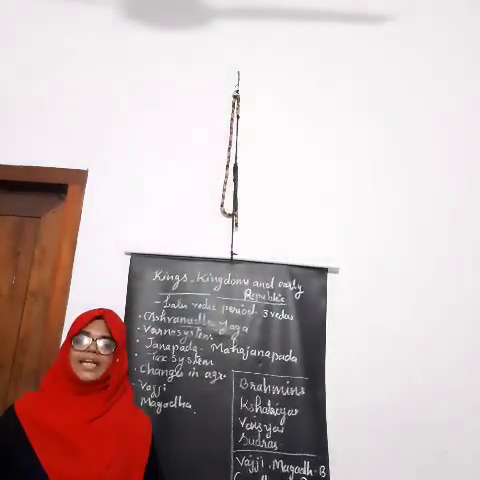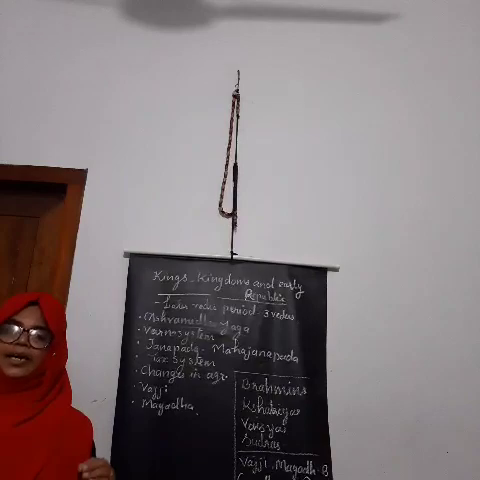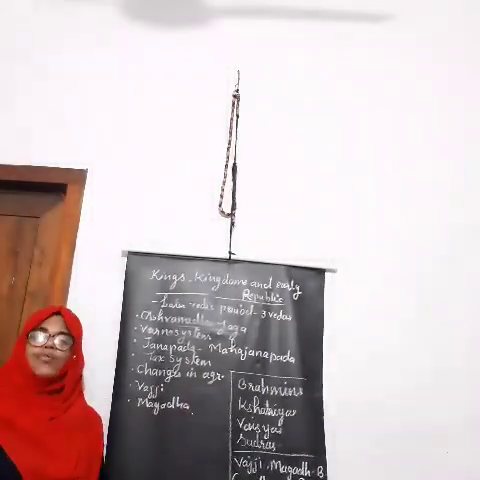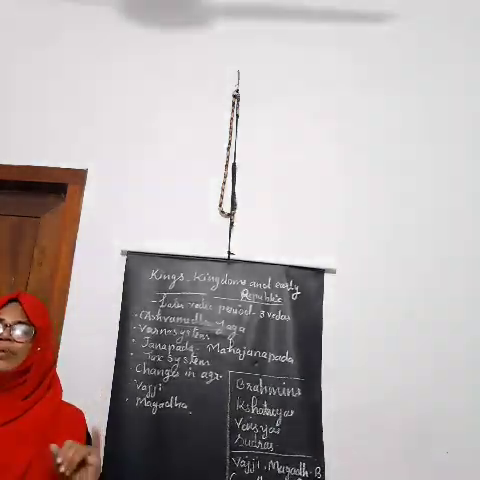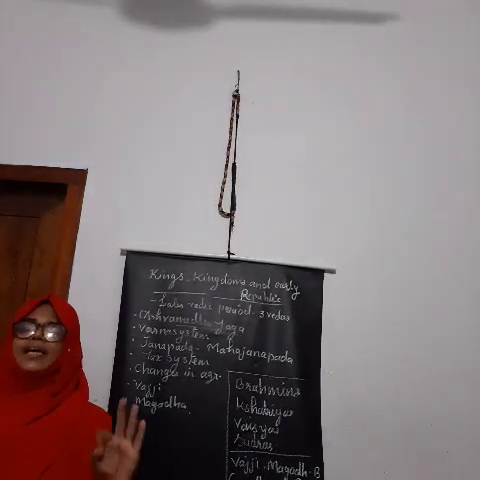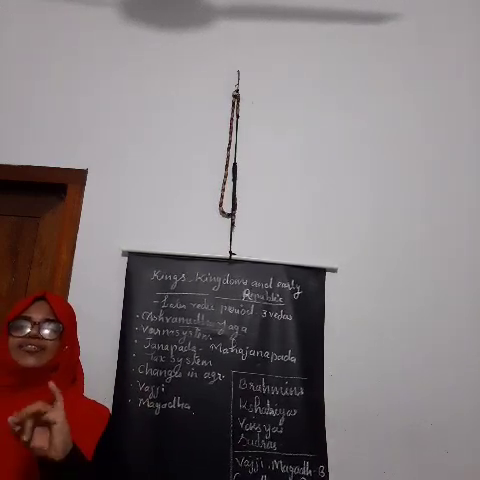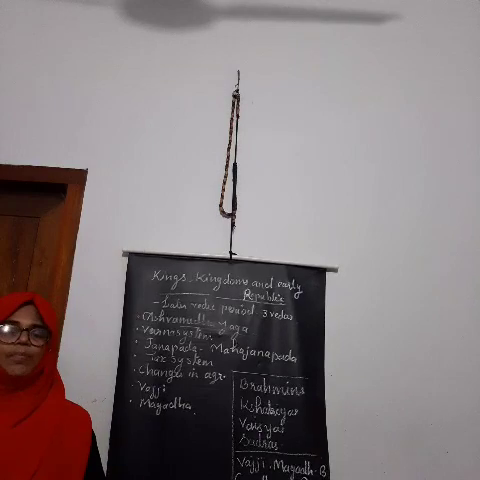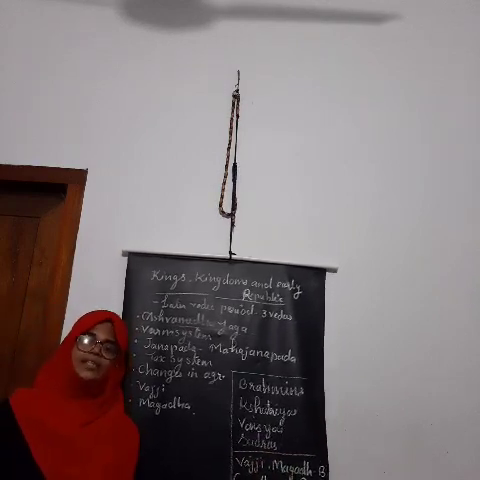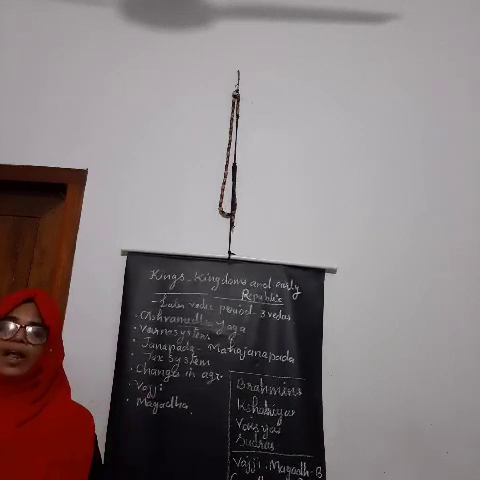Vaishyas were the third class of the people under the Hindu Varna system, who were assigned the duty of farmers, businessmen, herders, gatherers, craftspersons, artisans, traders, etc. These section of the people are called what? Vaishyas. Then comes the last section, the last class of the people.